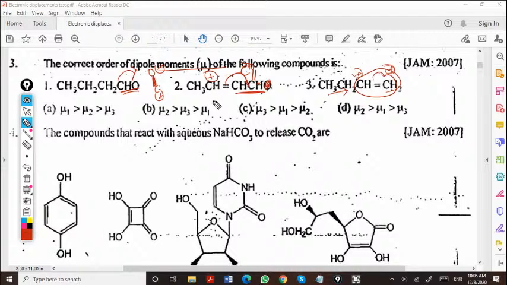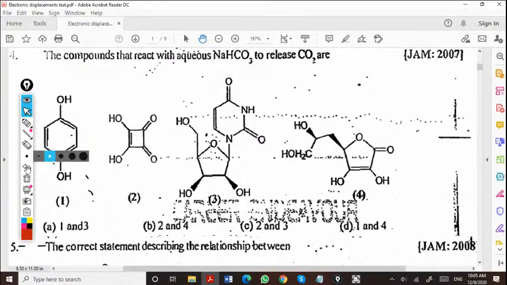So mu2 will be the maximum, then mu1, then mu3. So mu2, mu1, mu3. Option D is correct. Oxygen-attached systems or carbonyl systems are polar systems. Olefin systems are less polar systems. And a carbonyl which is conjugated will make the molecule more polar. More dipole moment is going to happen by the conjugation, so that the molecule exists with positive and negative poles. That's the logic.